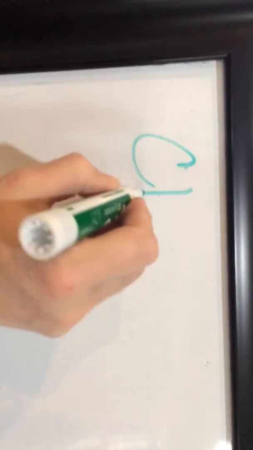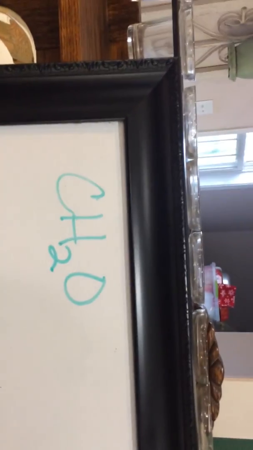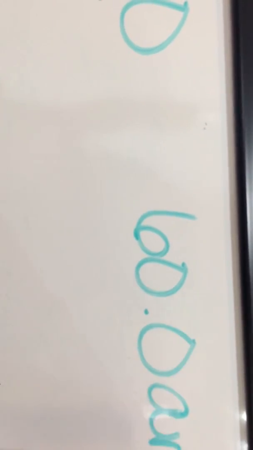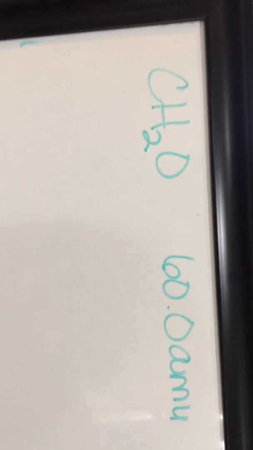Okay, so in our problem we have a compound with an empirical formula of CH2O. If its molecular mass is 60.0 amu, what is its molecular formula? Okay, how would you solve this?